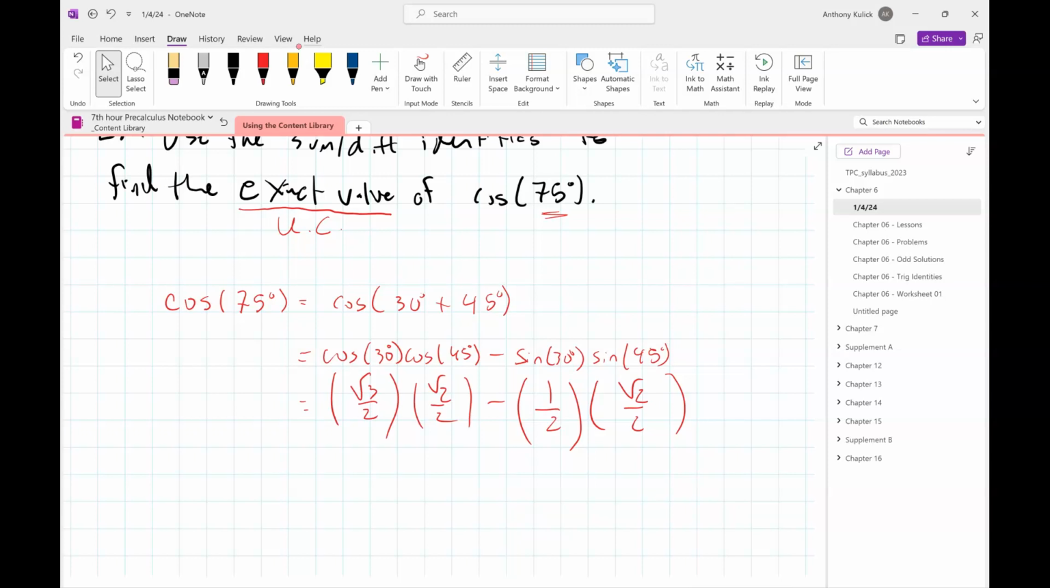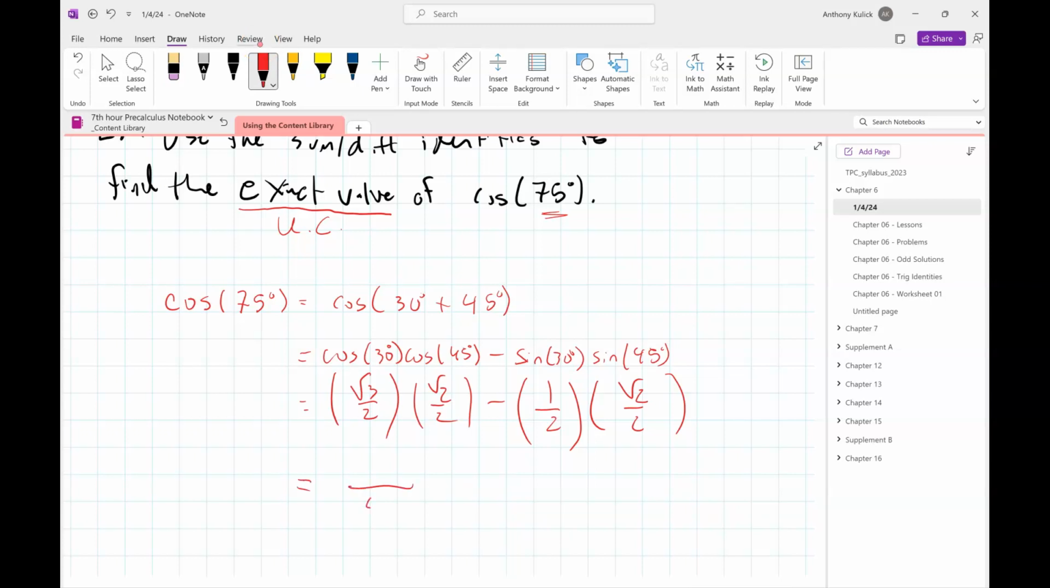Multiplication, because that should come first in our order of operations. So if I look here, I have root 3 over 2 times root 2 over 2. So I see two fractions being multiplied. How do I multiply two fractions? Top with top, bottom with bottom. Very good.